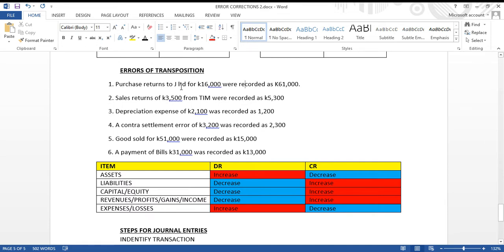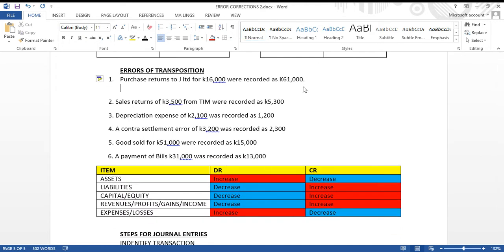Purchase returns to J Limited for 16,000 were recorded as 61,000. All right. So here the numbers have been mixed up. 16 and 61,000. So just like how we did with errors of original entry, we're going to have to subtract these two amounts and we have to correct the error. So this is how we're going to do it.